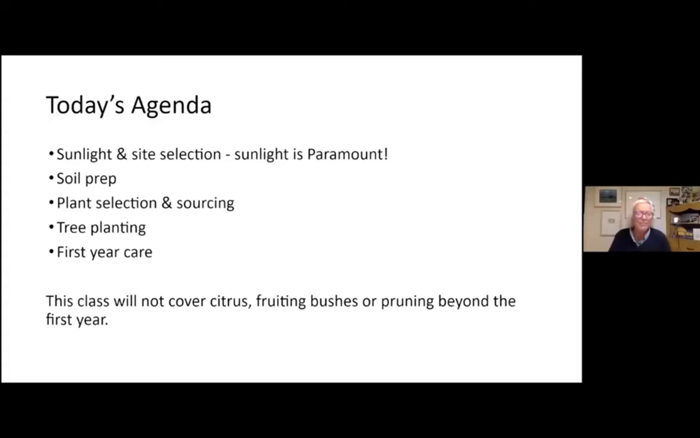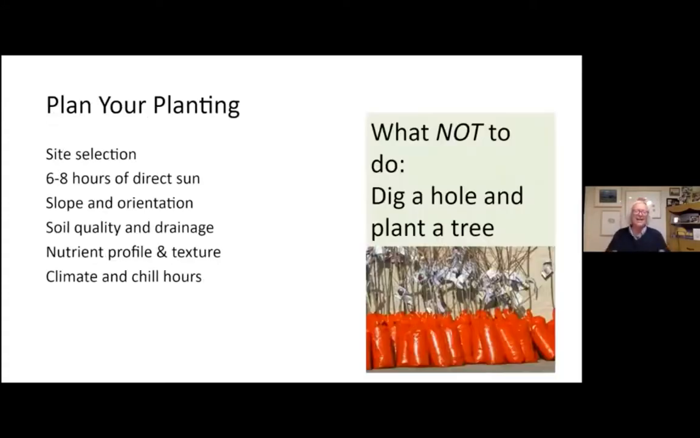In fact, when we get to pruning next week, pruning is really largely about sunlight, creating a geometric form of a tree so that sunlight hits all portions of it, to facilitate sunlight and photosynthesis. So enough said, I guess. Sunlight is paramount. Let's go to the next slide here.